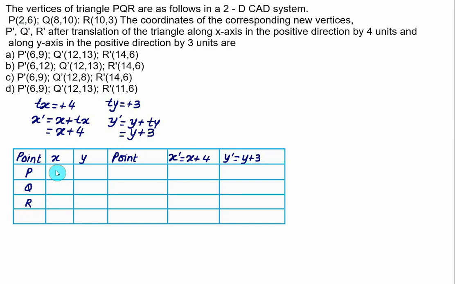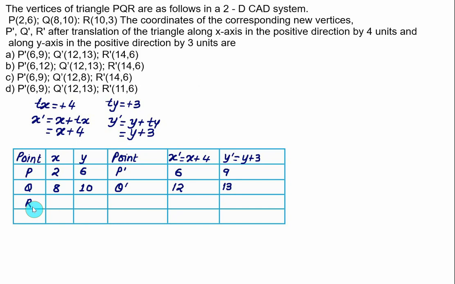Coordinate of point P is 2, 6. This point after transformation will become P prime. The x coordinate of P prime will be x plus 4, so 2 plus 4 is equal to 6. Y prime will be y plus 3, 6 plus 3 is equal to 9. The coordinate of Q is 8, 10. The new point will become Q prime. X prime is x plus 4, 8 plus 4 is equal to 12. 10 plus 3 is equal to 13.